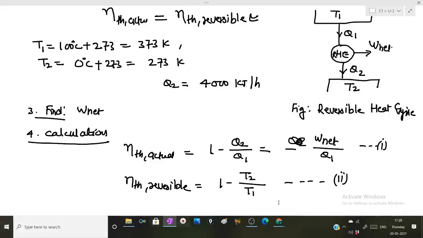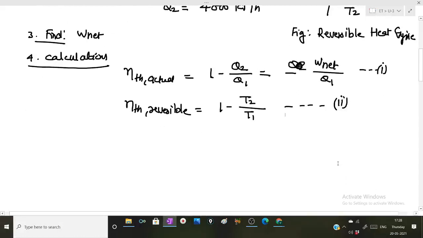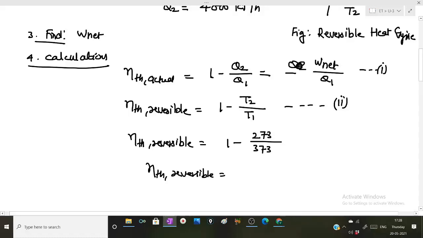Now fortunately we have been given both these temperatures, T1 and T2. So I can calculate eta thermal of the reversible heat engine: 1 minus 273 Kelvin over 373 Kelvin. So the thermal efficiency of the reversible heat engine will come out. Can someone tell me what this value will be? This value comes out 0.268.